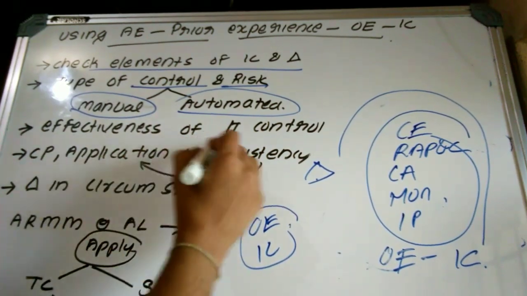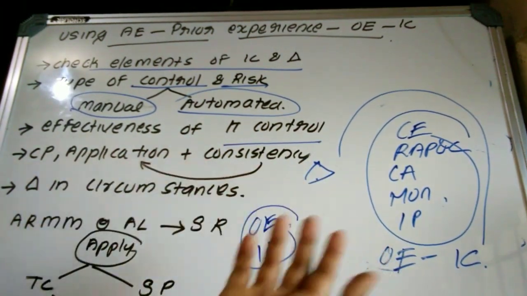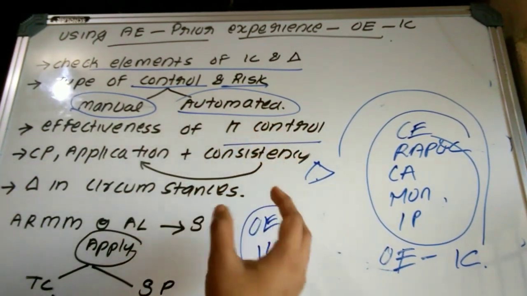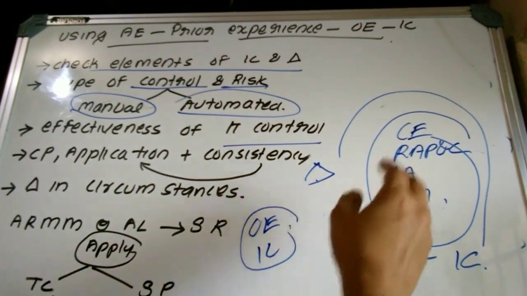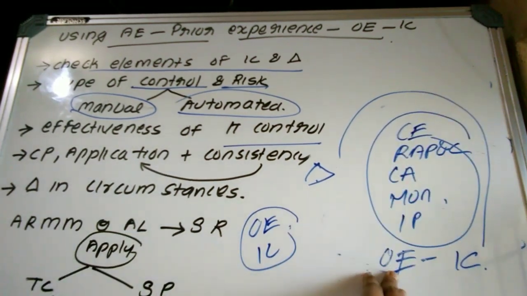Then what? Effectiveness of the IT control, that is, whether it is operating efficiently and effectively. In that case, the auditor may use what? Audit evidence that has been obtained in the prior period.